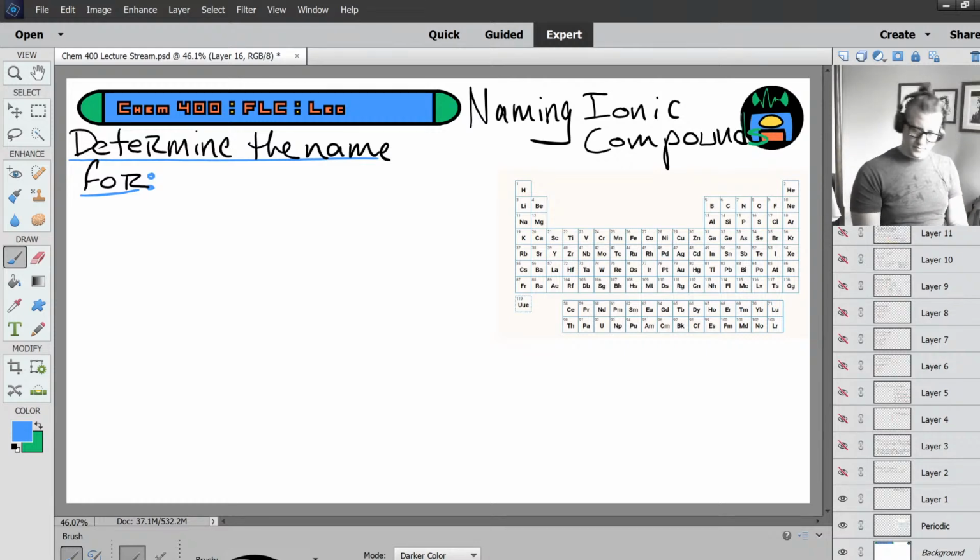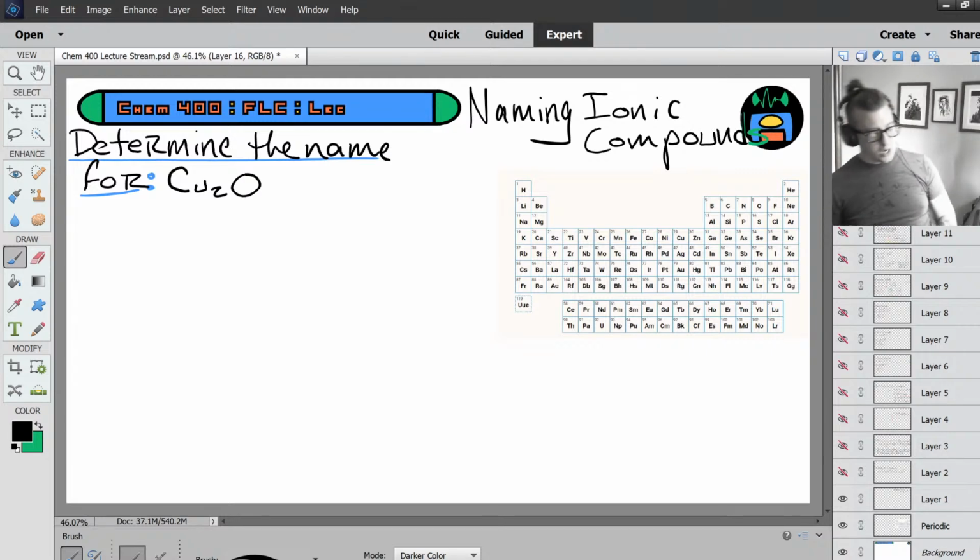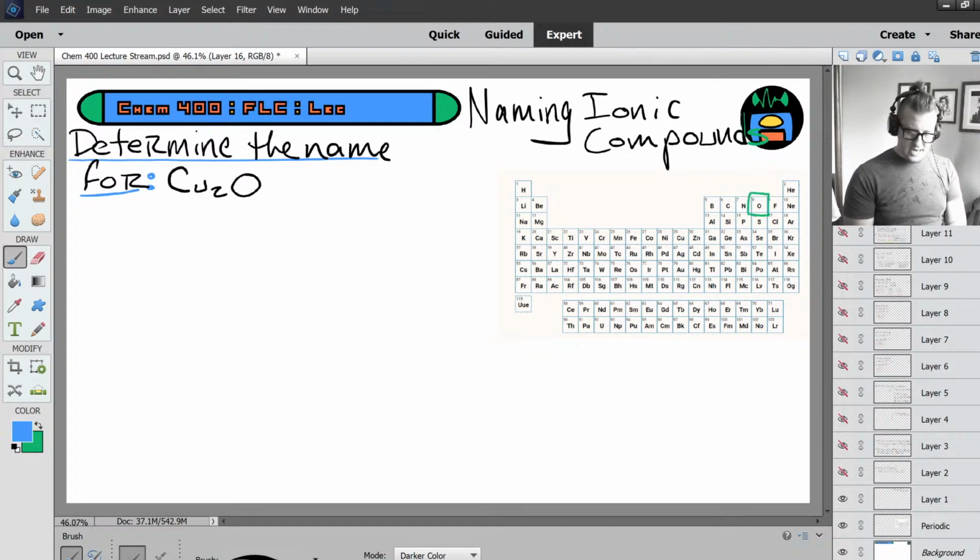Well, let's do this. All right. Now, whenever you're naming, we know automatically that it's going to be cation name plus anion name, right? Our anion's name is oxide. Our cation's name is copper. And you'll notice that copper is a transition metal.